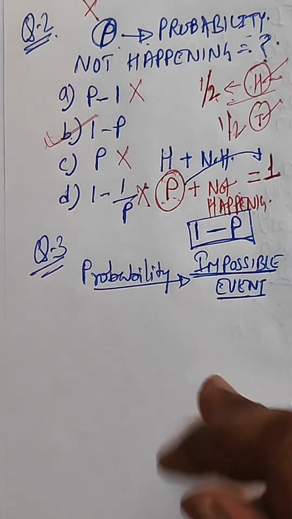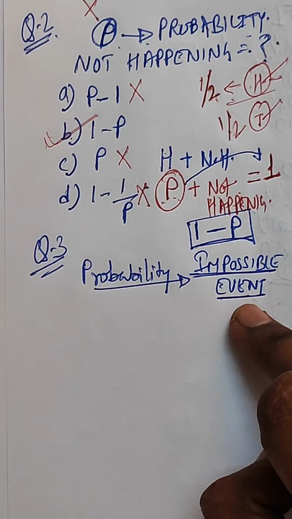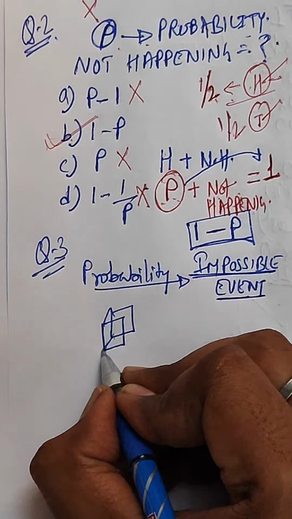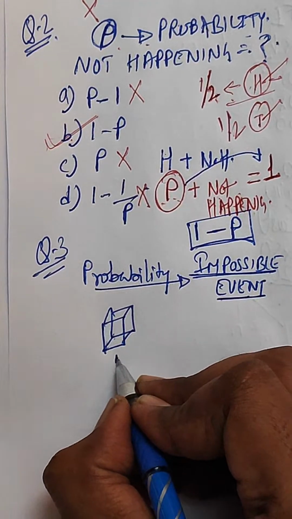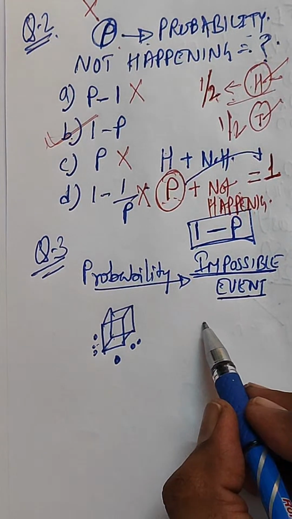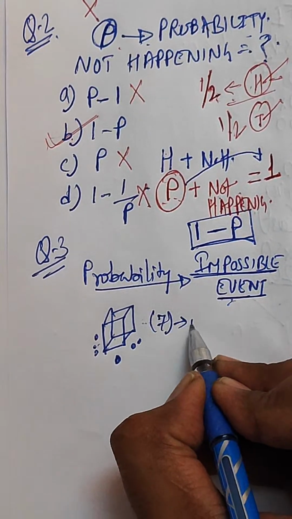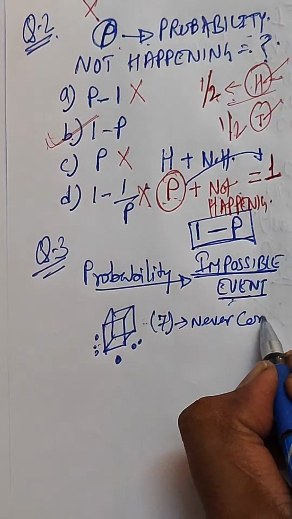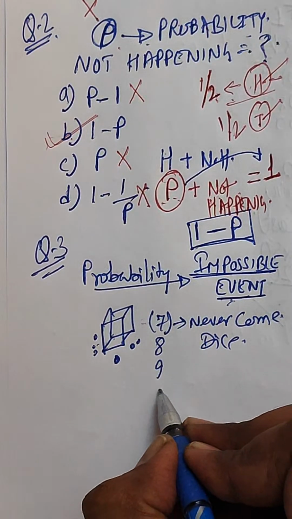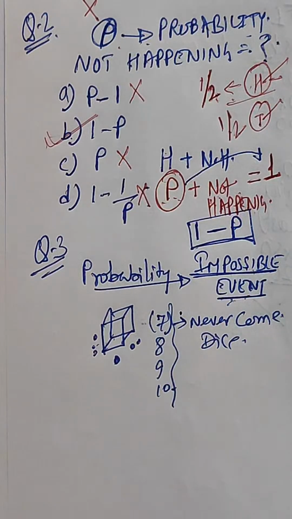Suppose you want 7 out. When you are throwing a dice and you expect 7 out of that, will it come anytime? No, because a dice contains only 6 faces, it has 1, 2, 3, 4, 5, and 6, right? So an impossible event is like that. For this dice, 7 will never come. 8 will never come, 9 will never come, 10 will never come. So all of these will never come, and this is the impossible event, right?